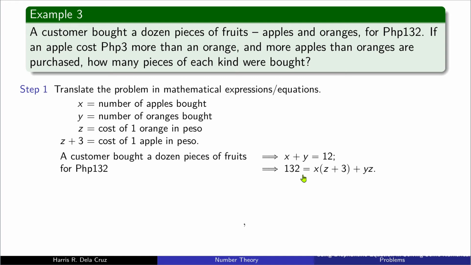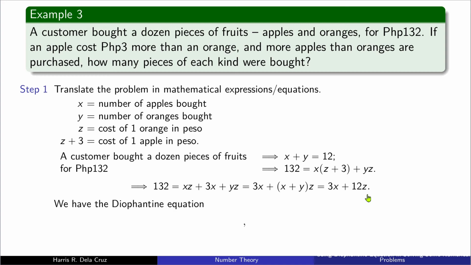So you have 132 equals x times the price of an apple, which is c plus 3, and then y times the price of an orange, which is c. Now, you can simplify this equation as follows. 132 is xc plus 3x plus yc. Now, if we group every term with c in it, so you have xc plus yc, you factor out c, so you have x plus y times c. But again, x plus y is just 12, so you have 3x plus 12c. So you now have a Diophantine equation, 132 equals 3x plus 12c.